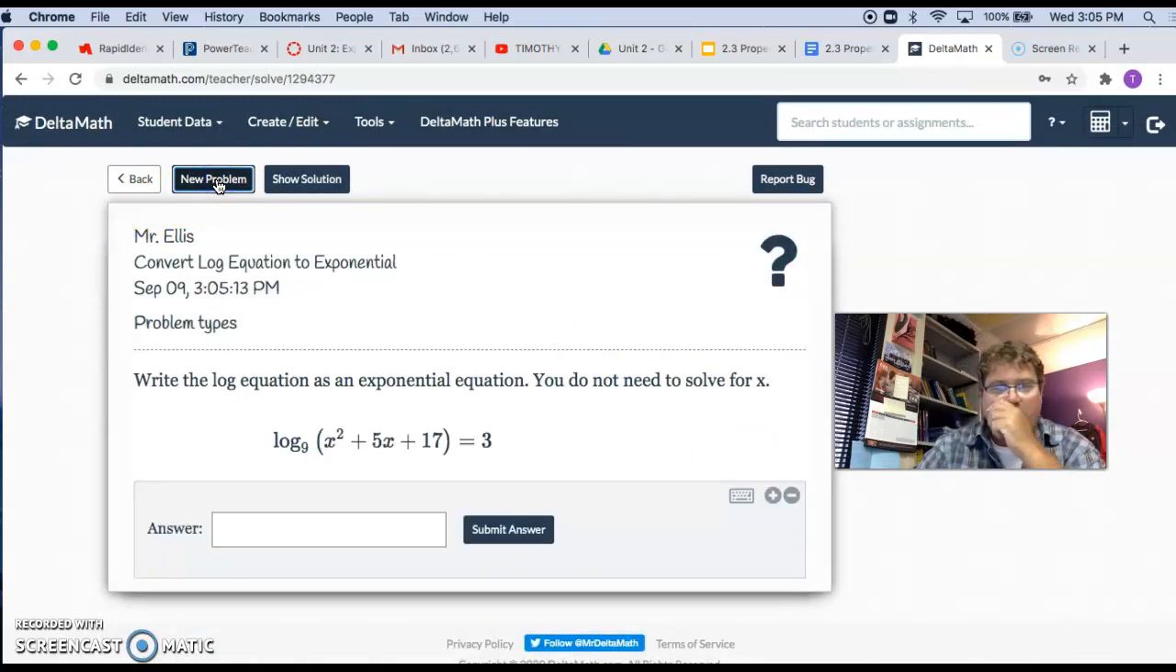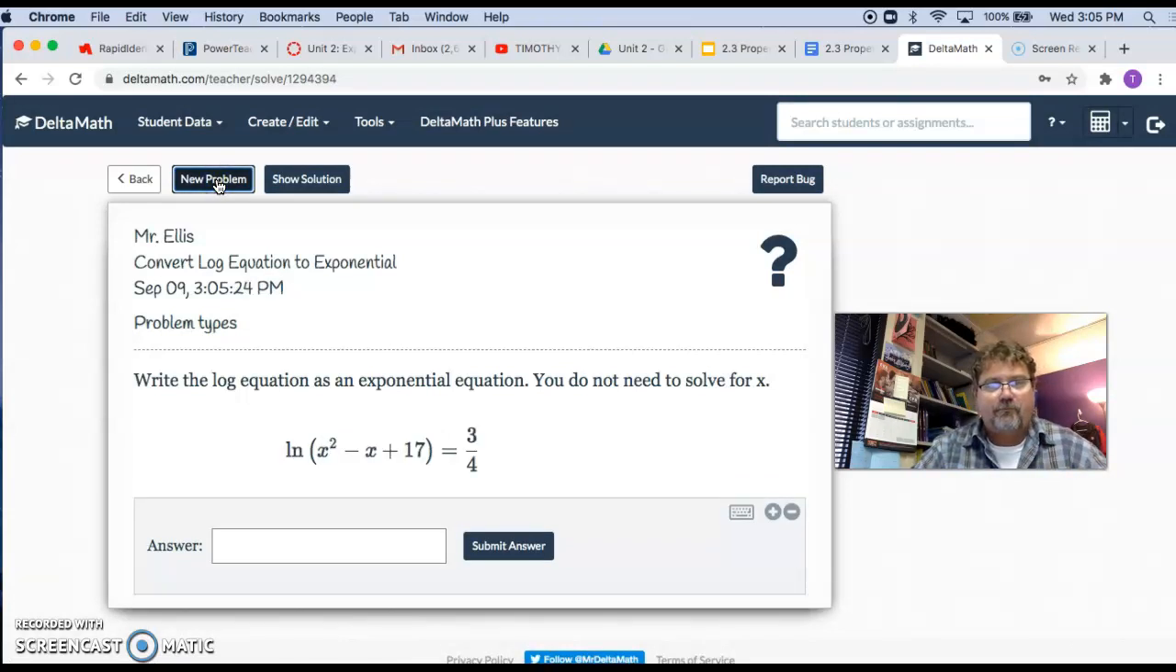Let's see if there's another one worth talking about. That one's not. That was kind of easy. It's another one with a natural log. Well, we'll set this one up. I guess we'll do a natural log one. They're all fairly straightforward. This one says the natural log of x squared minus x plus 17 is equal to 3/4. Well, this is just going to become e to the 3/4 equals x squared minus x plus 17. So that was just like what we just did.